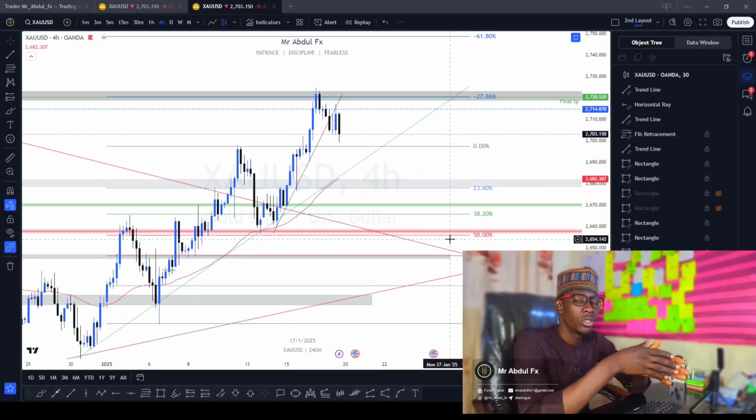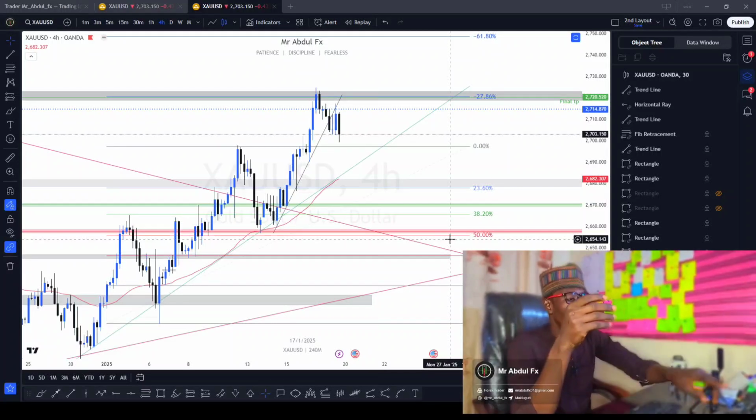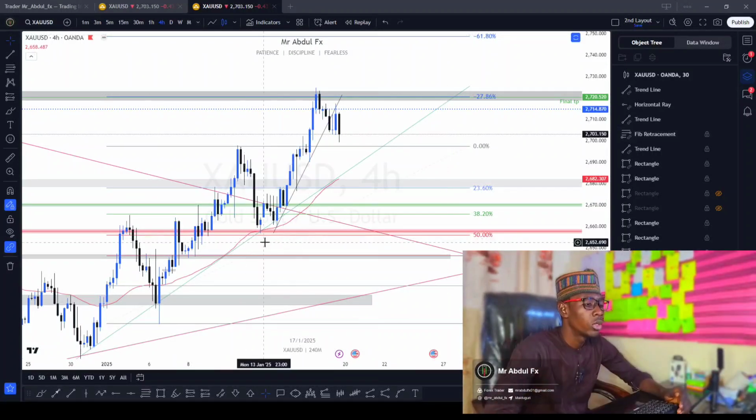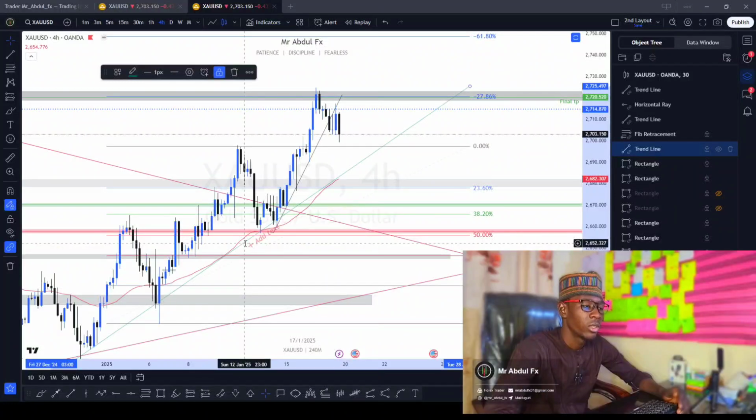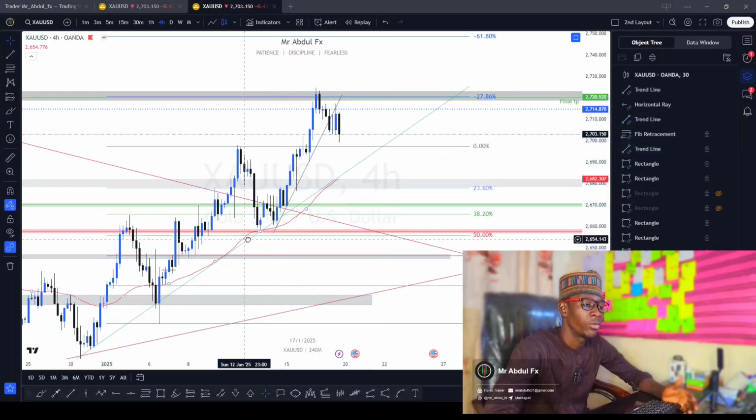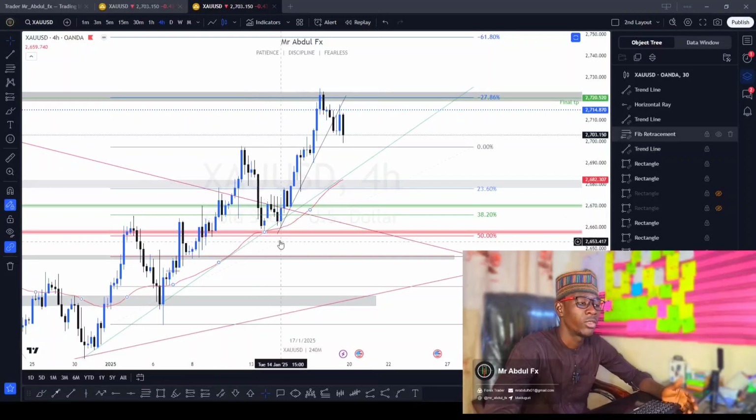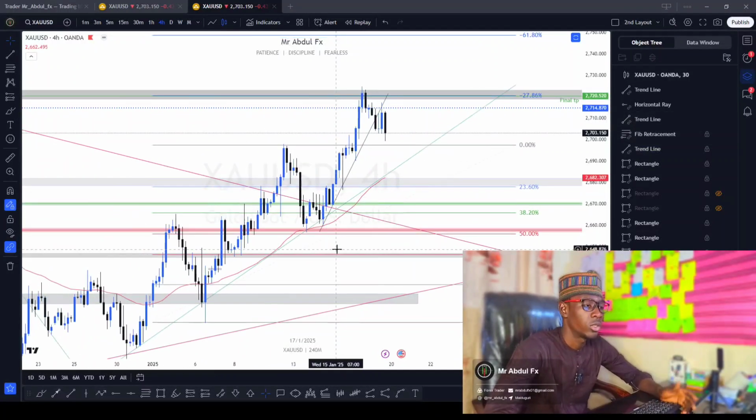It's just that I lost because I entered early. If I had put my stop loss below this red key level, chasing the risk to reward, I would have never been stopped out, but it is against my rule. It is what it is.